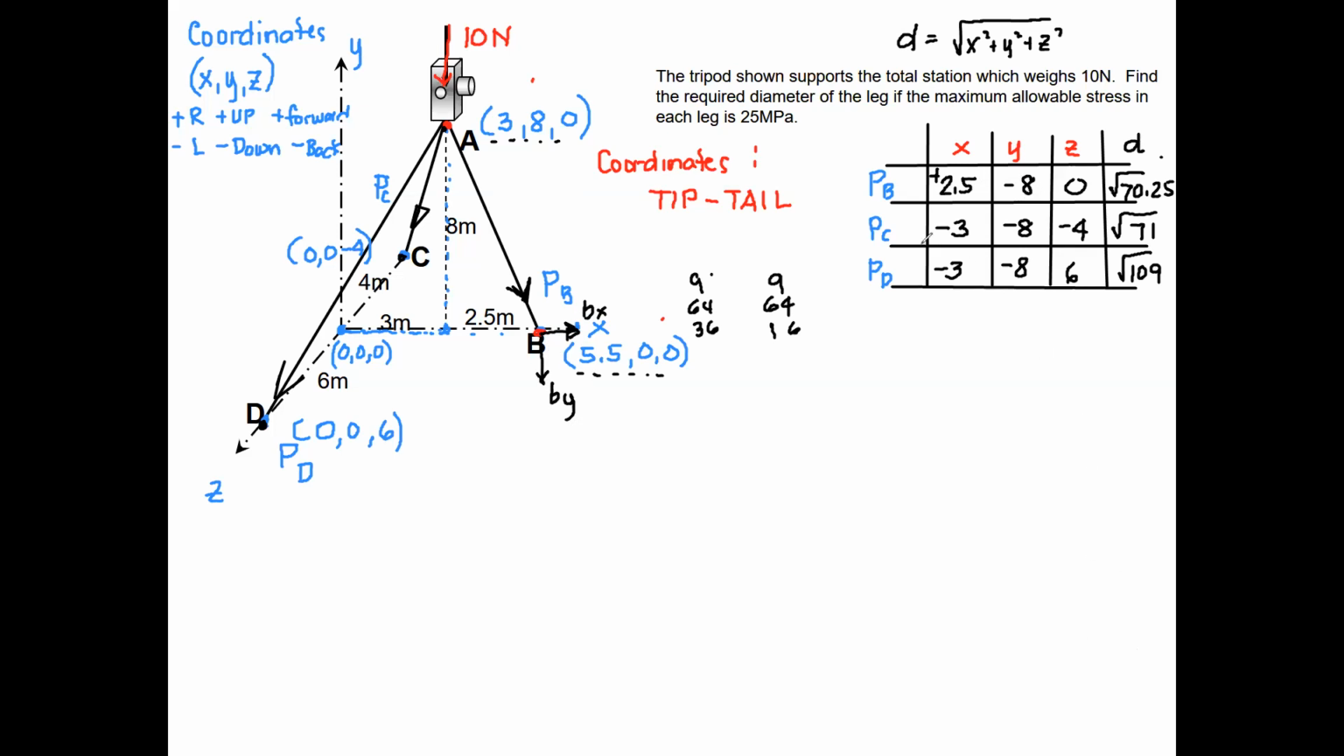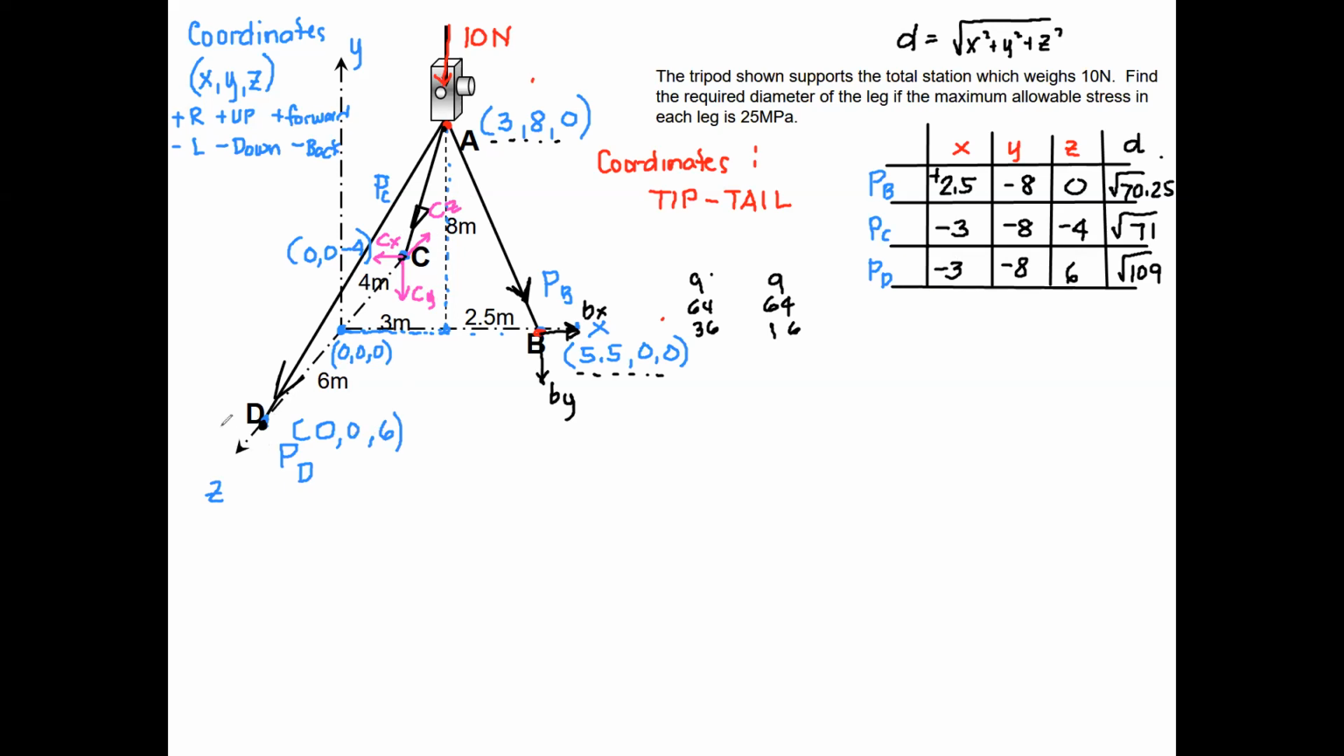Now I go to C. Look at the sign, negative, negative, negative, lahat negative ang C. So when I place there the components, sa C, negative ang X, that means to the left, CX. Negative ang Y, pababa, CY. And negative ang Z.